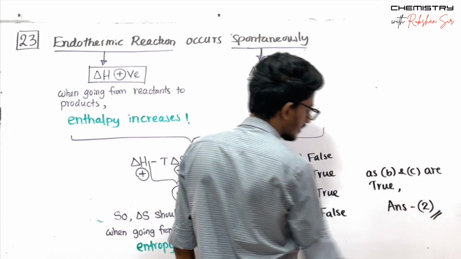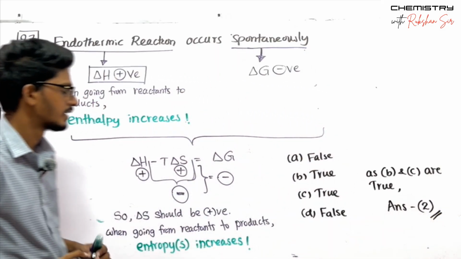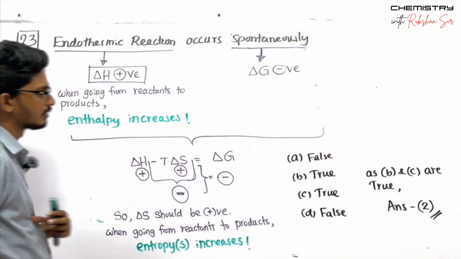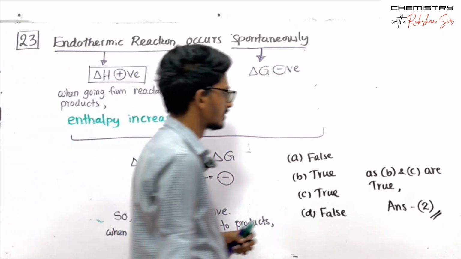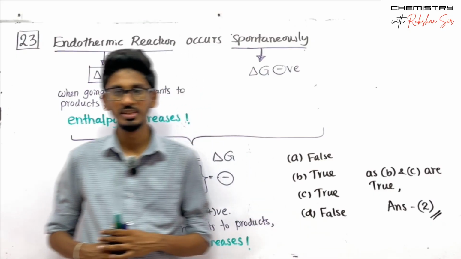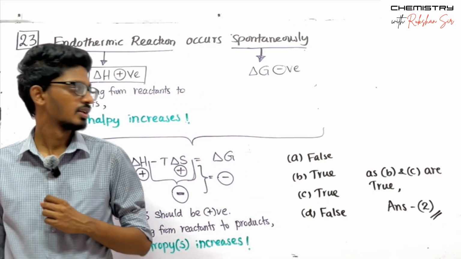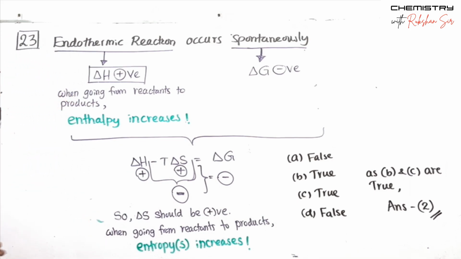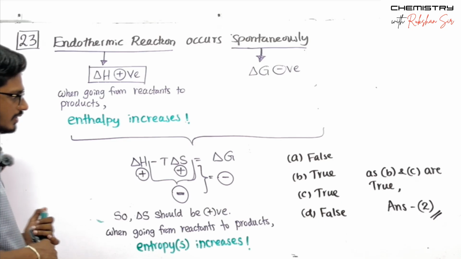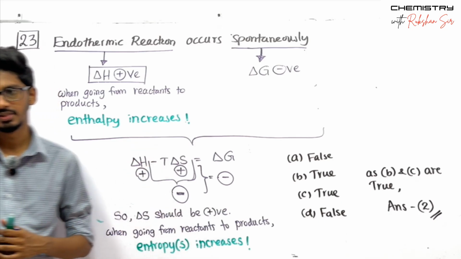ABCD question. If A and B are true, answer 1. B and C are true, answer number 2. Right? Okay, that is the answer for the 23rd question. Answer number 2. Alright. Okay.